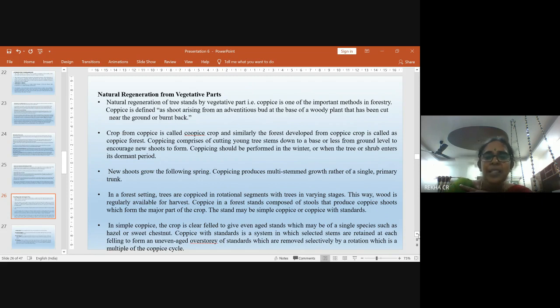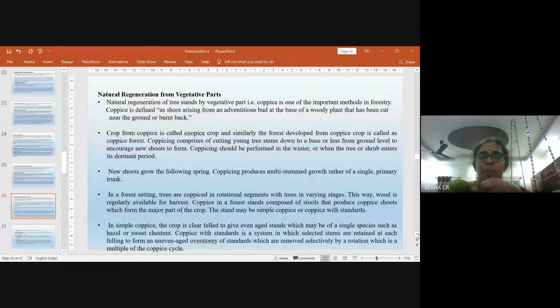There are a number of buds at the base of the woody plants that has been cut near the ground or burnt back. So a crop from coppice is called a coppice crop. And similarly, the forest developed from coppice crop is called the coppice forest. Coppicing comprises cutting young tree stems down to a base or less from the ground level to encourage new shoots to form. So it is usually practiced in winter or when the tree enters into an inactive period, that is the dormant period. So new shoots grow the following spring.